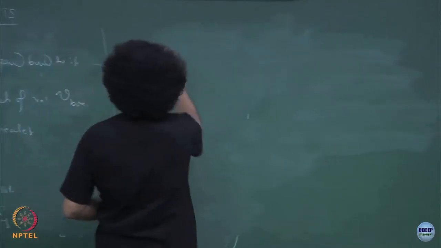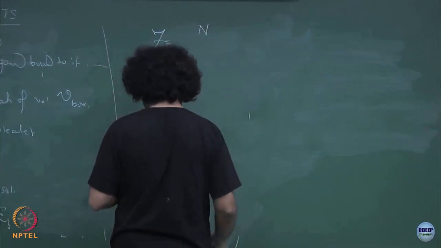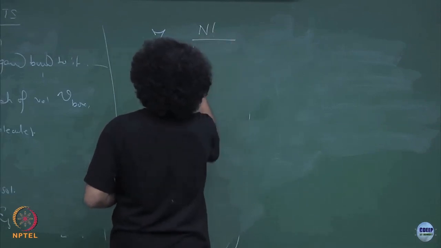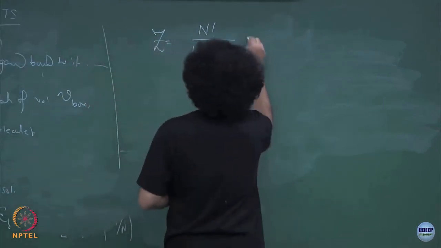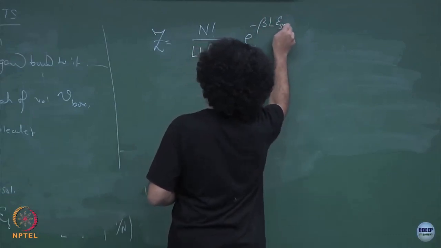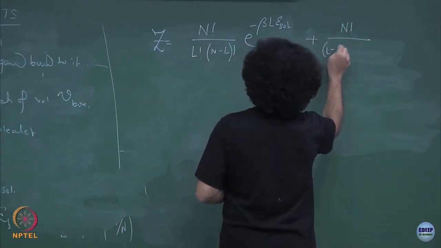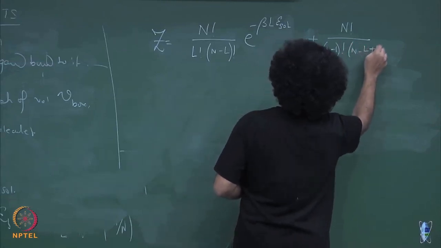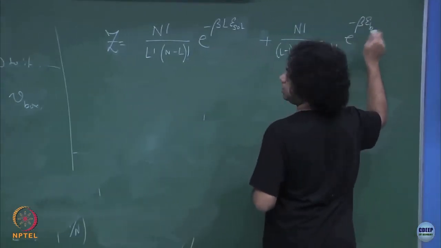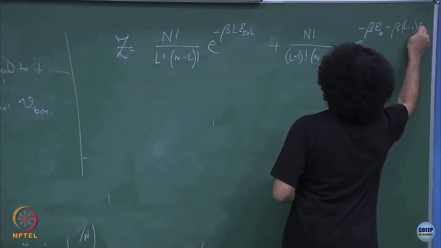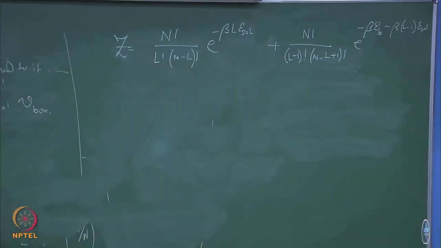So, my partition function Z is N factorial by L factorial N minus L factorial, that is free, so then e to the power of minus beta L epsilon sol, plus N factorial by L minus 1 factorial N minus L plus 1 factorial e to the power of minus beta epsilon B minus beta into L minus 1 epsilon solution, right. This is my full partition function.